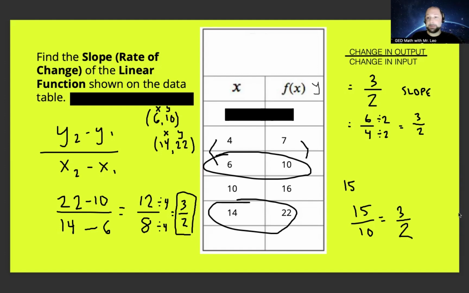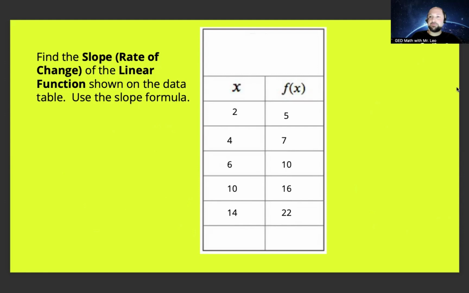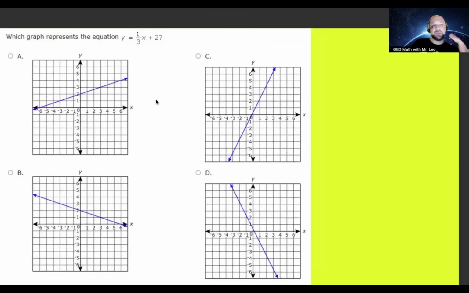How you feel? Is it working? Here's another one right here. Which graph represents the equation 1/3 x plus 2? I love questions like this. Now, this tells us a few things. It tells us that the slope is 1/3. Please notice that immediately. The slope is 1/3. Let's just look for that. Slope is 1/3 means the rise is 1 and the run is 3.